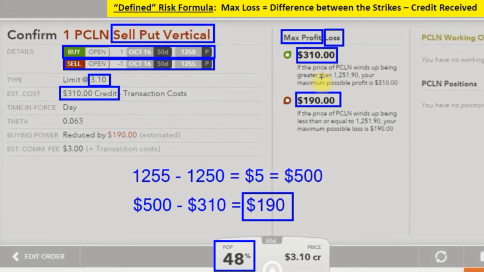Because we can win more than we can lose, our POP has got to be less than 50%, which we don't like. But we will get to the rules of how to trade these things later. All we're trying to do here is explain how it works. So this is the example of selling a put vertical.